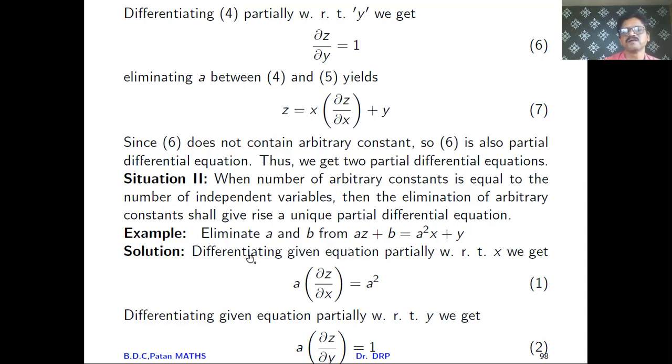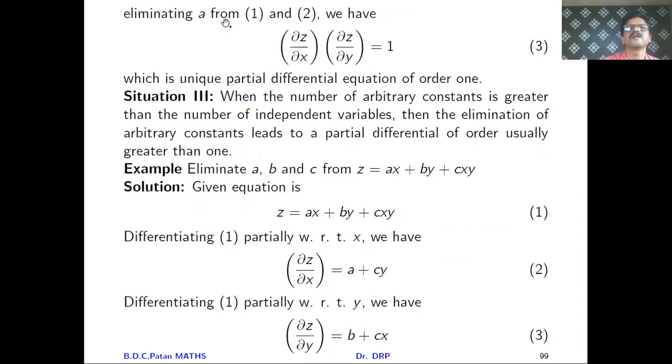So differentiating the given equation partially with respect to x, we get a into delta z by delta x equal to, since b and y are constant, a is also constant, a square into the derivative of x with respect to x, which is 1. Similarly, differentiating the given equation partially with respect to y, it gives a into delta z by delta y equal to 1. And from it, you will get a equal to 1 upon q. You substitute that value of a here.